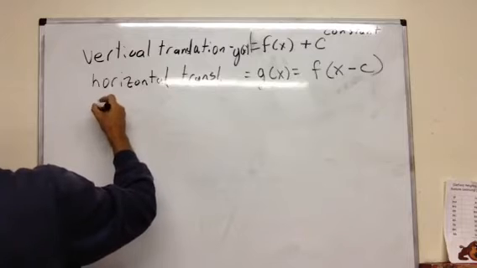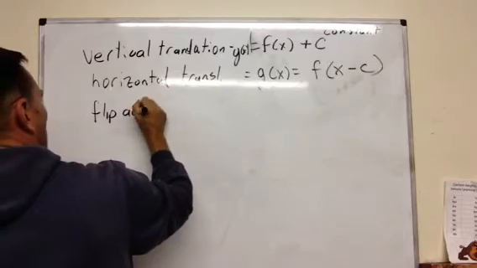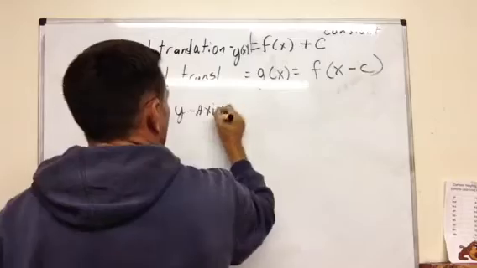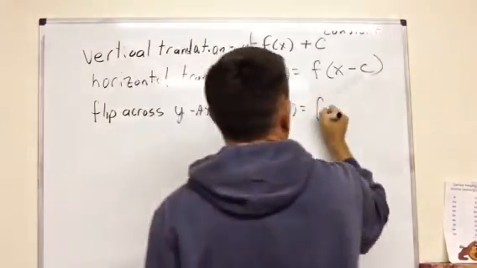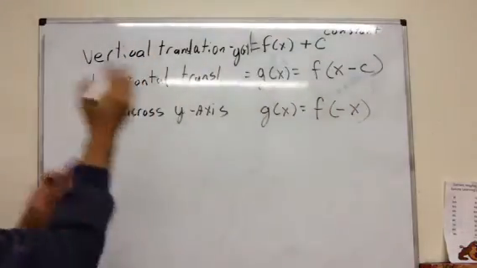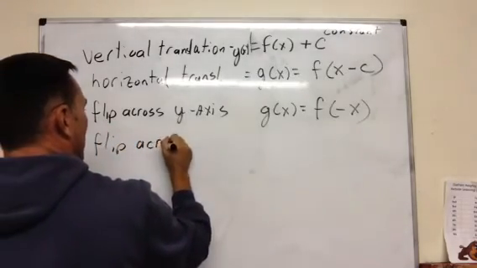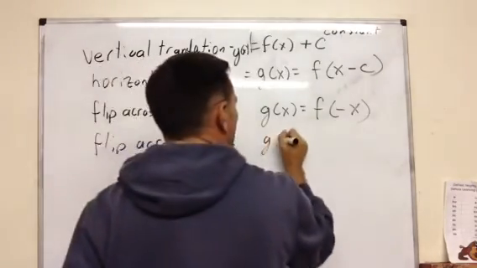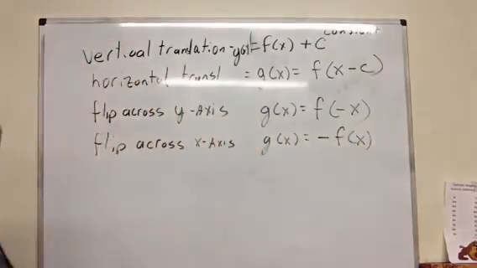This video, then we had a flip across the y-axis. g of x equals f of negative x. That's changing the x values, it's flipping it across. A flip across the x-axis, flipping it up and down, that'd be g of x equals negative f of x. That'd be flipping it this way.